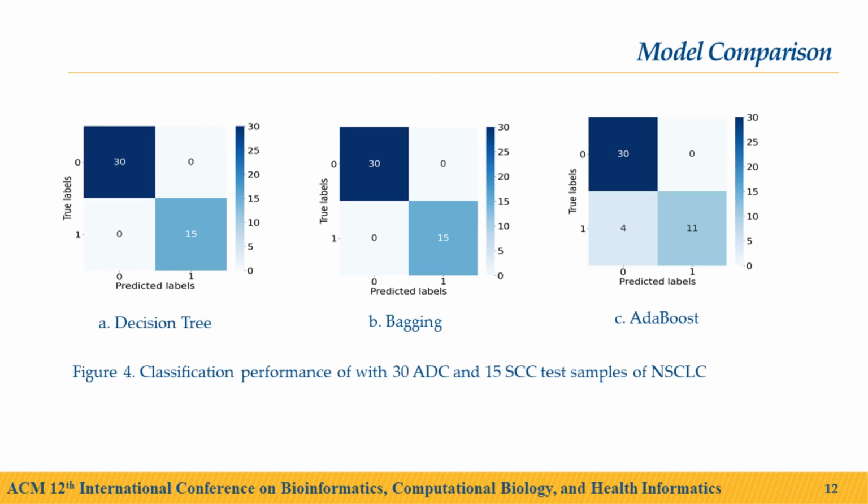A visual comparison of model performance is provided through confusion matrices and ROC curves. Confusion matrices for decision tree, bagging, and AdaBoost show how each model classified the 45 test samples, 30 adenocarcinomas and 15 squamous cell carcinomas. Both decision tree and bagging achieved perfect classification with PCA, correctly identifying every sample. AdaBoost also performed strongly with only a few misclassifications.